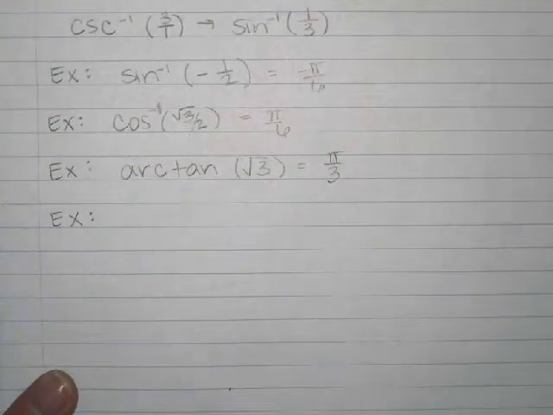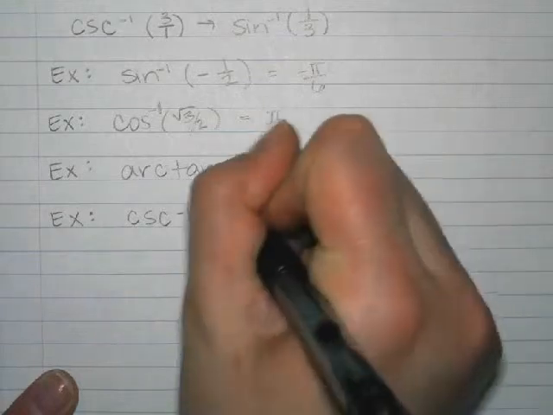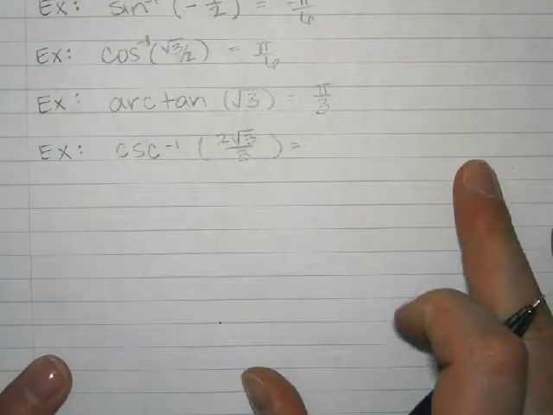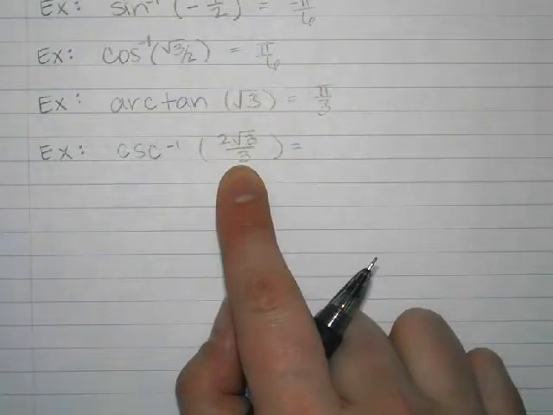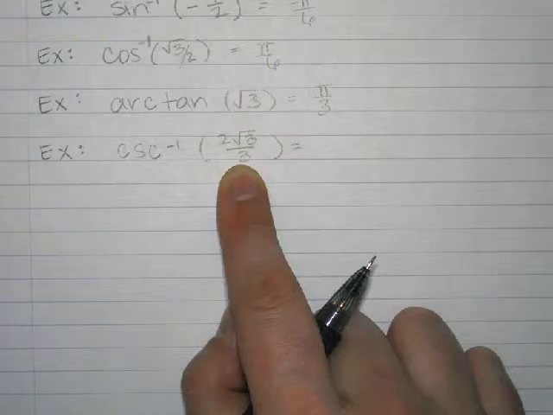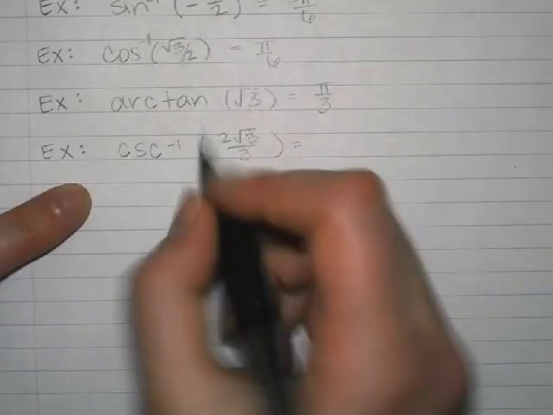All right, here is another example. I'm going to do cosecant inverse of 2 root 3 over 3. Does that number, the way that it looks right now, show up on your unit circle? No. So I probably don't want the cosecant inverse version. I probably want the sine inverse version. Okay? How do I find sine inverse instead of cosecant inverse? I take the fraction and I flip it. Okay? So I'm going to flip this fraction.